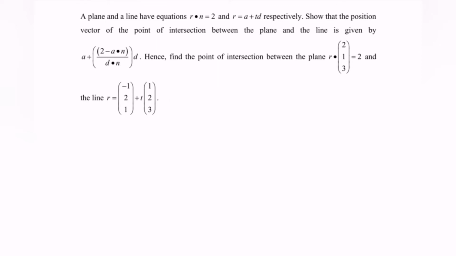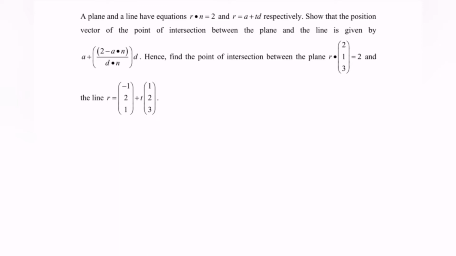In this video, I'm going to discuss an example for vector. A plane and a line have the equation r dot n equals 2 and the equation of line r equals a plus td respectively. Show that the position vector of the points of intersection between the plane and the line is given by the following. Hence, find the points of intersection between the plane r dot (2, 1, 3) equals 2 and the line r equals (-1, 2, 1) plus t(1, 2, 3).